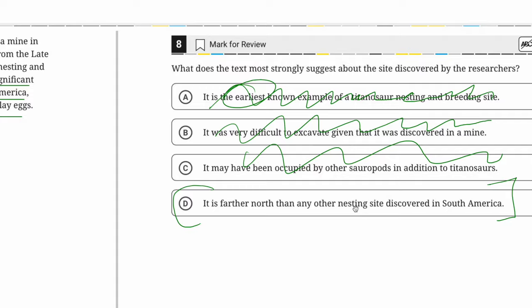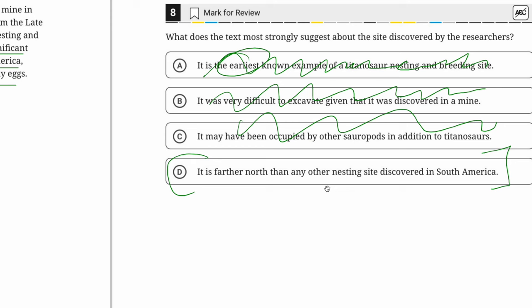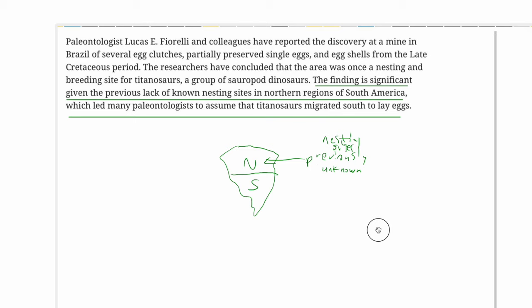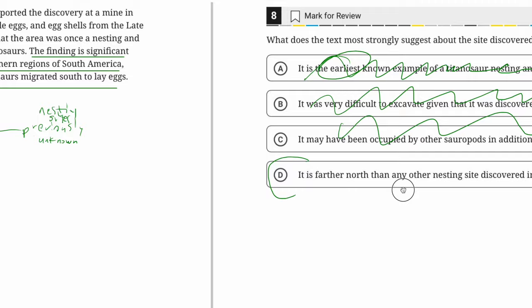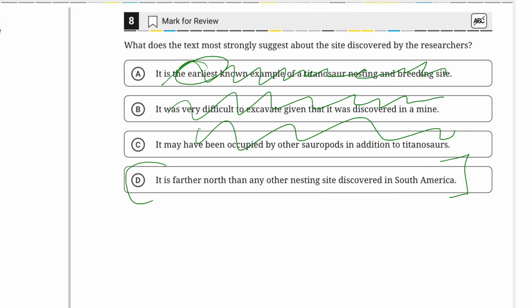Now, D might sound a little extreme as well, but this would be an example of one where it is warranted by what's in the passage. It is farther north than any other nesting site discovered. It is significant given the previous lack. And I guess we could say lack in this case means they didn't know about any of them in the northern regions. So that would be, again, a case where it sounds a little bit extreme in a sense, but it is supported because there weren't any known examples before.